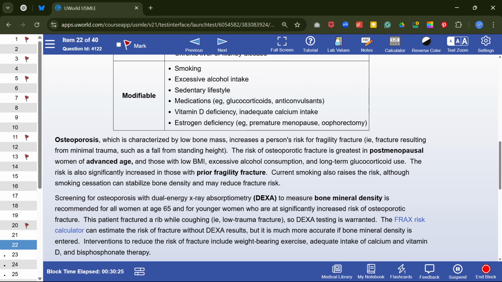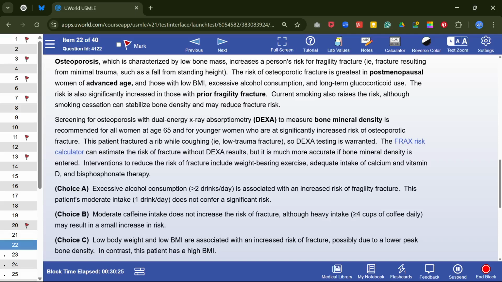Interventions to reduce the risk of fracture include weight-bearing exercise, adequate intake of calcium and vitamin D, and bisphosphonate therapy.